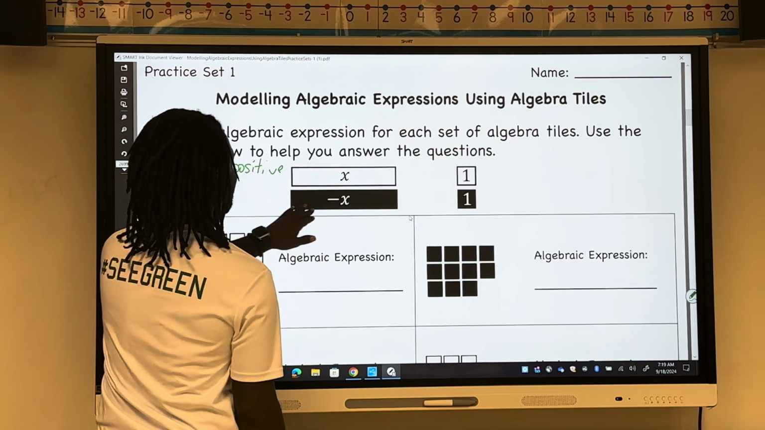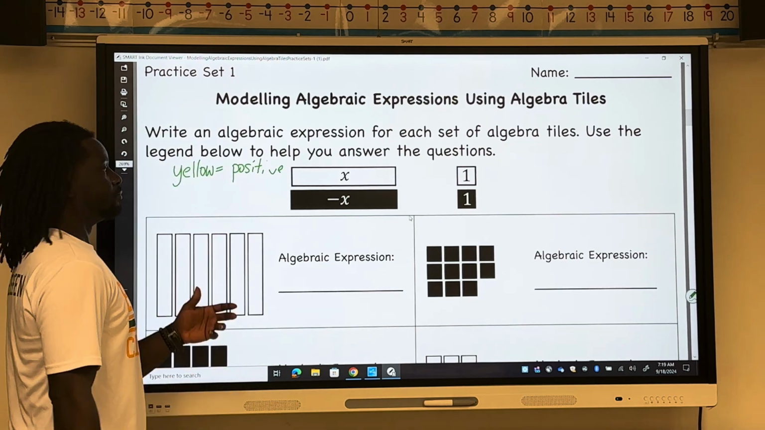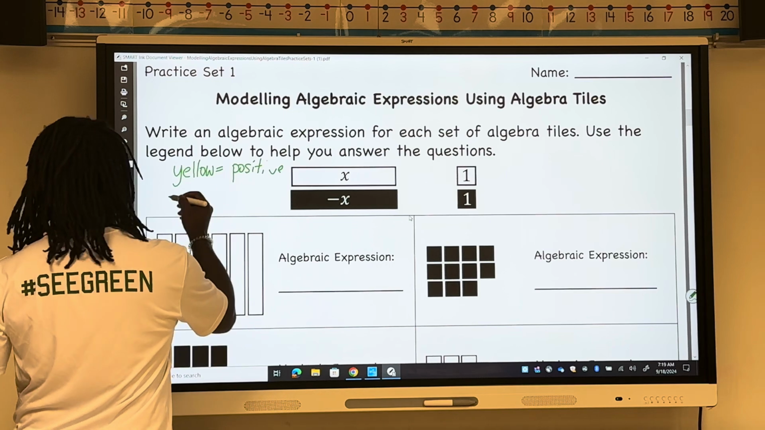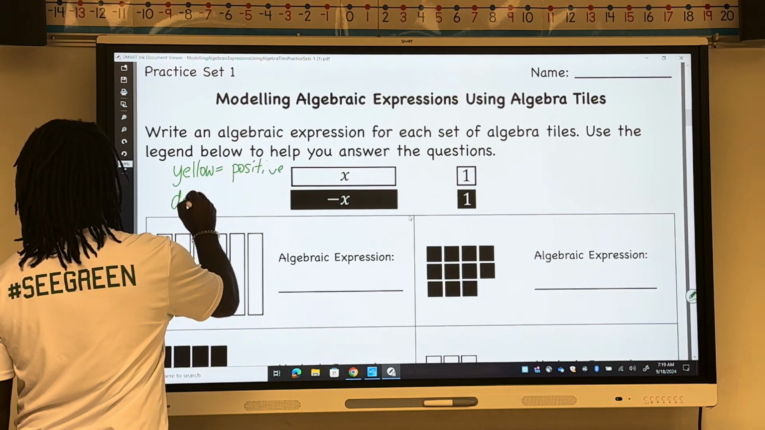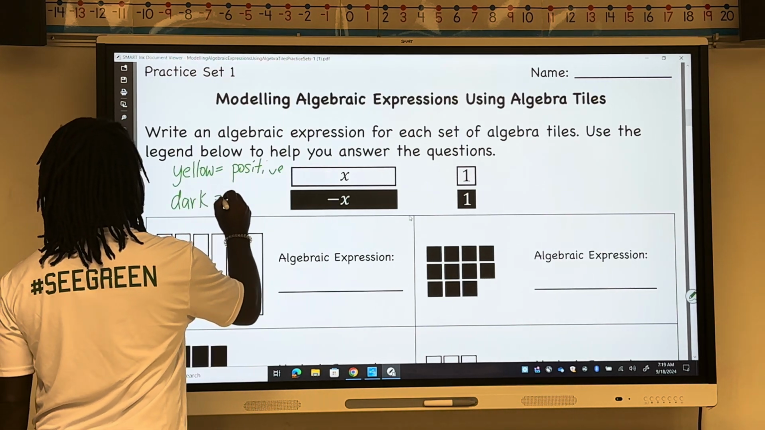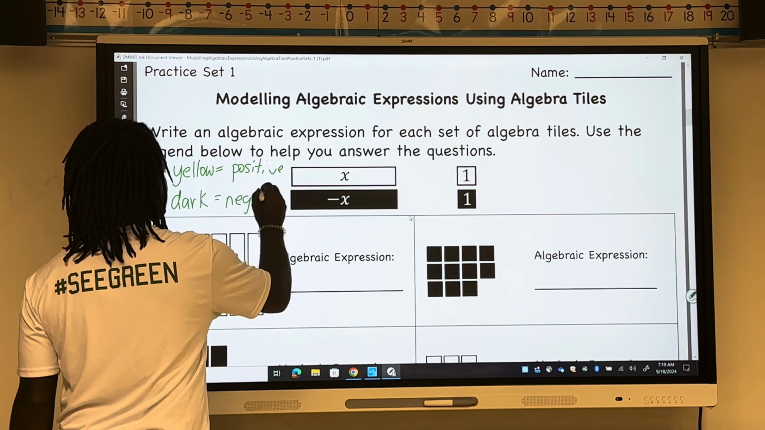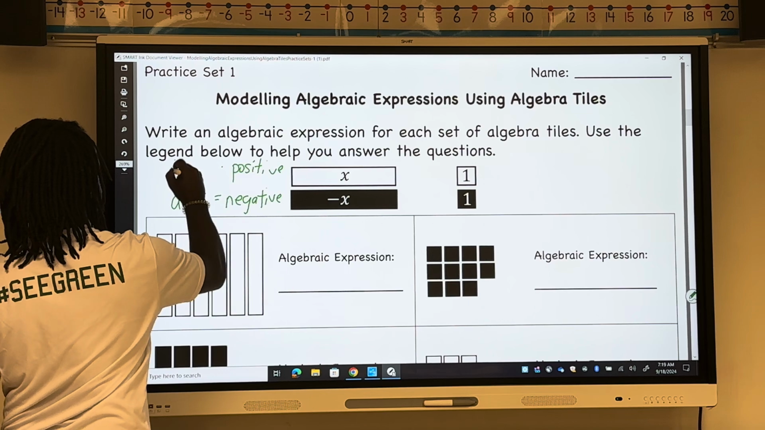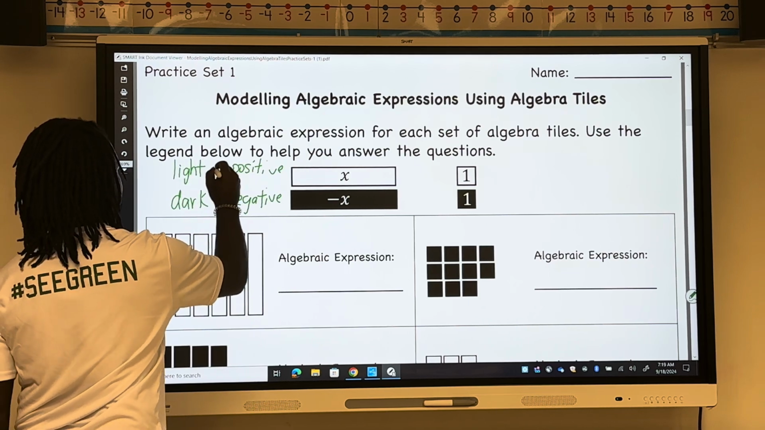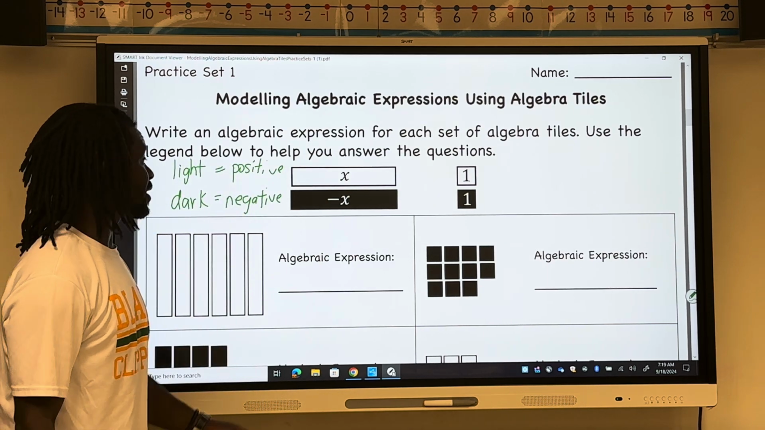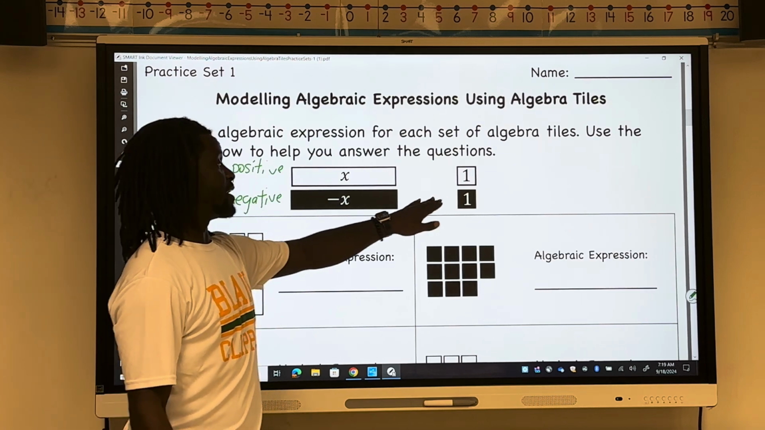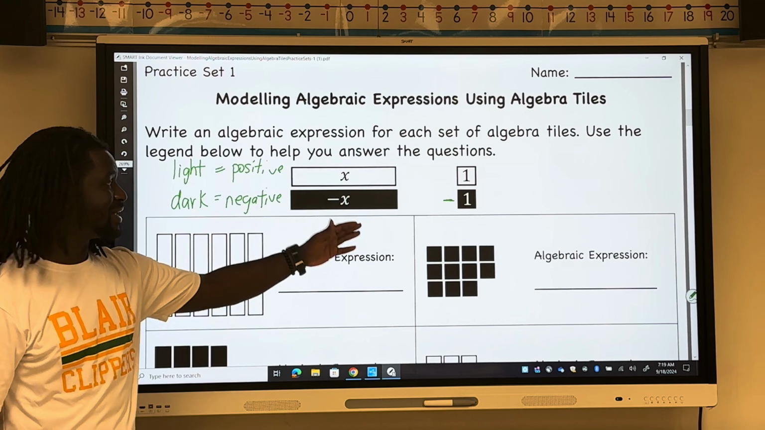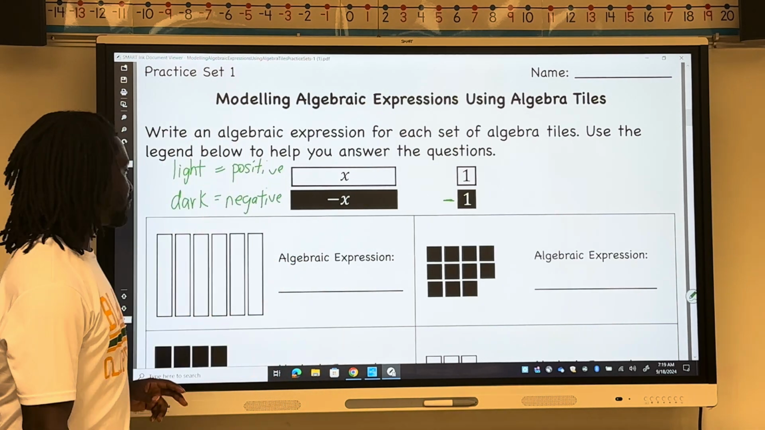And then this darker color is really red, and we'll just say the dark is negative. Let's not say yellow. Let's just say the light, or the white one, is positive, and the darker is negative. And this one should have a negative sign with it. It should be a -1. That was left off there.